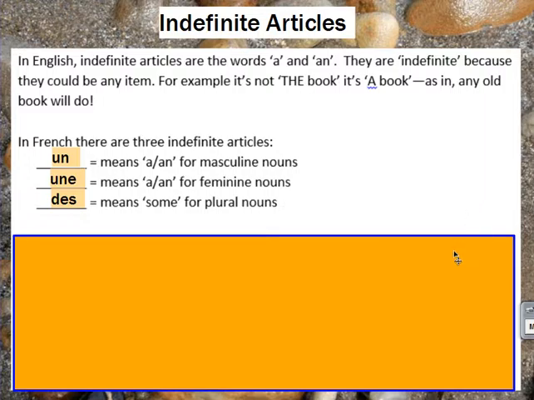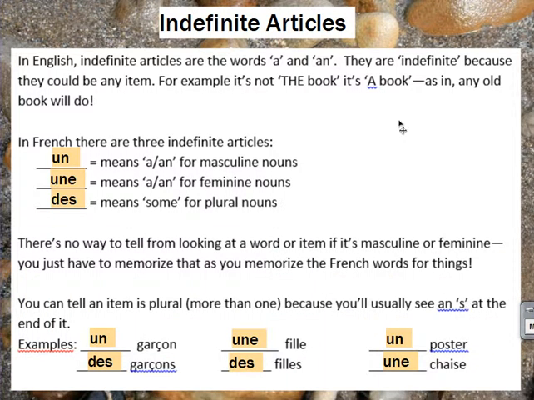And des gets used anytime you have more than one item. It's known as plural. Plural means that there's more than one. Basically, des doesn't mean a or an, it means some. But these are all considered to be indefinite because when you ask for a book or some books, you're not getting really specific about which ones you want. So that's why they're considered to be indefinite articles.